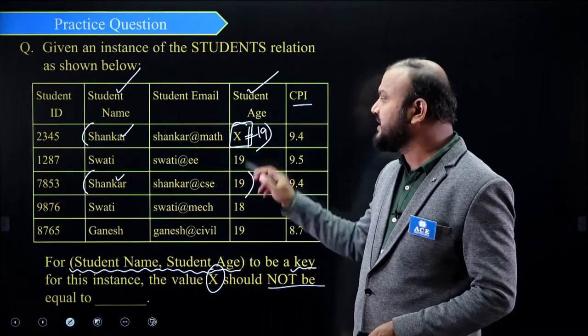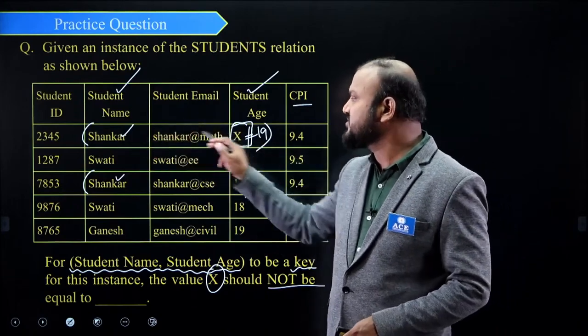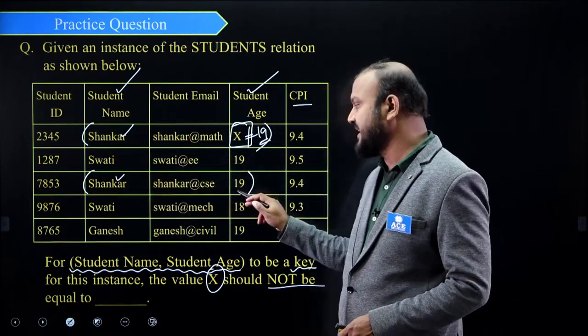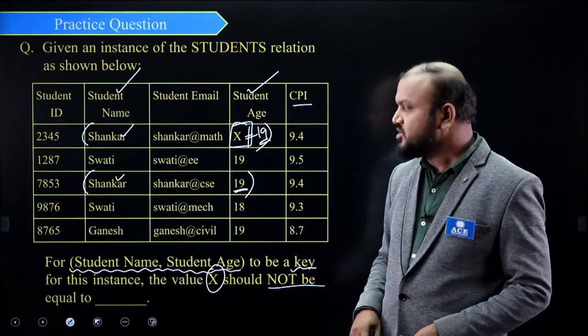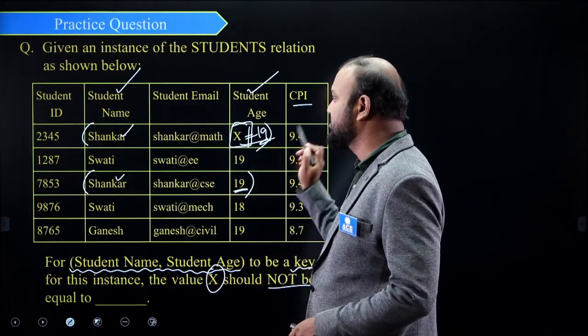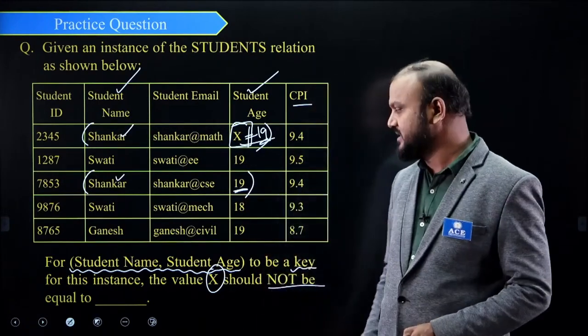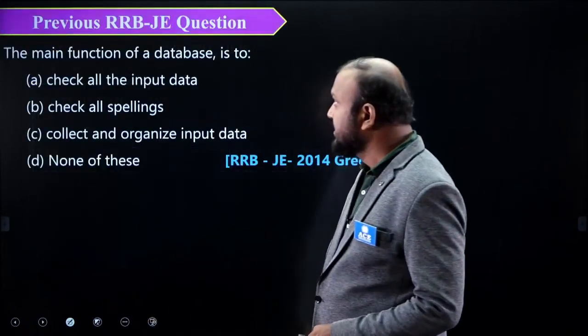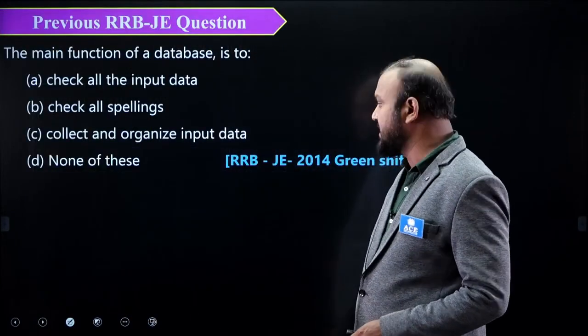If it is to be a key, this first tuple Shankar's age should not be equal to 19, because the second Shankar's age is already 19. So in order to be a key, for student name and student age, that X should not be equal to 19, right? So what is the answer for this question? 19.